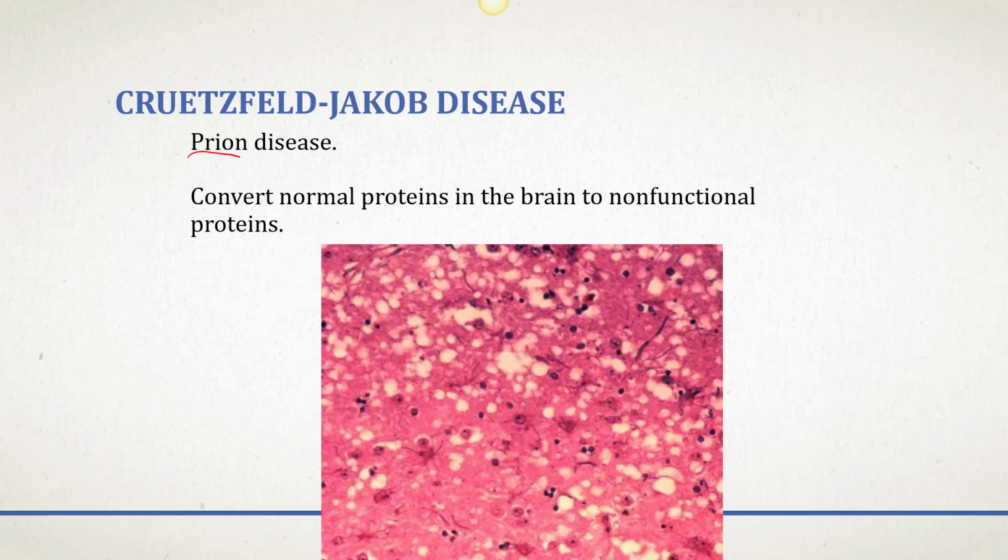Once it's there, it can convert normal proteins to non-functional proteins, and then you have these microglial cells that come and try to eat up the debris. In the process, they cause damage, which ends up leading to the formation of these lesions. So we call it a spongiform encephalopathy.